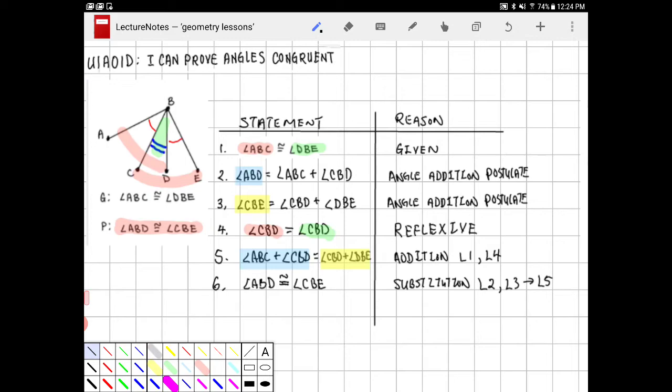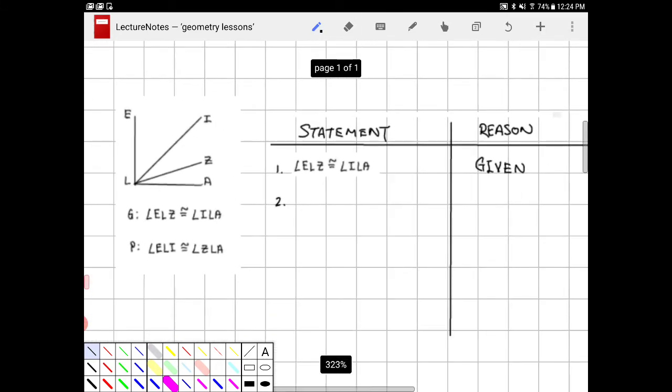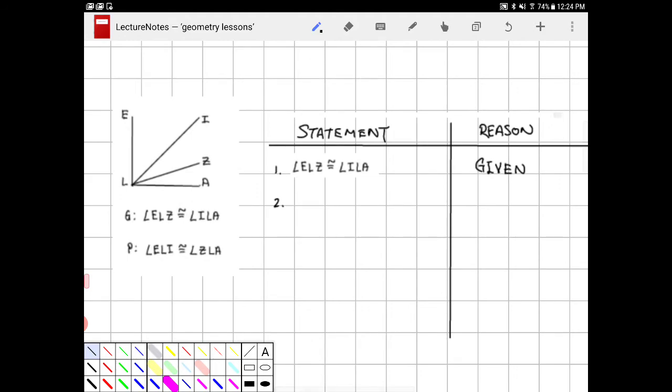Let's take a look at question number 2. Again, I encourage you to pause the video and compare and contrast this example with question 1 from the previous video. Okay, so let's take a look at this guy. Again, pause the video and try to copy down the diagram as well as the statement and reason chart, and try to analyze this diagram to prove that statement.